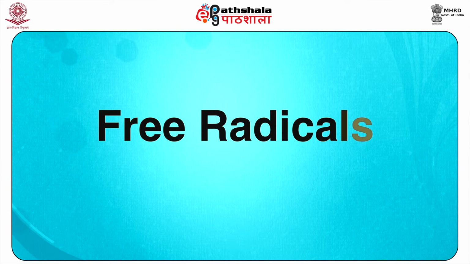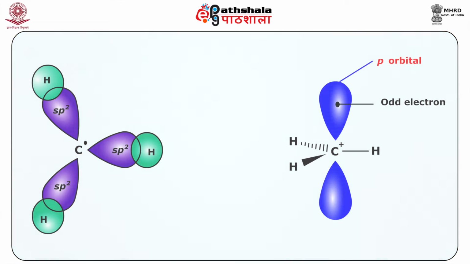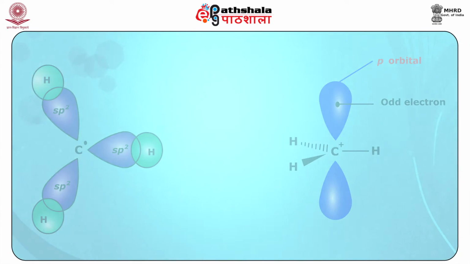Now, let us come to the third type of intermediates, free radicals. Free radicals are sp2 hybridized, planar and neutral species with an odd electron in a perpendicular p orbital. As with carbocations and carbanions, simple alkyl radicals are very reactive and are usually transient species. In this figure you can see whatever I said, the structure and hybridization of a free radical.